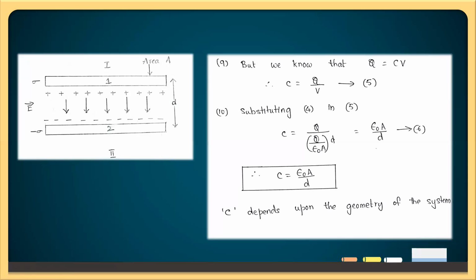Therefore, we can conclude that the capacitance of a parallel plate capacitor depends upon the geometry of the system. That means dimensions of the system, that is area of the plate and the distance between the plates. And its capacitance changes with a dielectric slab between the plates. We will derive it in our next video. And also capacitance changes if you keep a conducting slab between the plates. That also we will see in our next derivation.